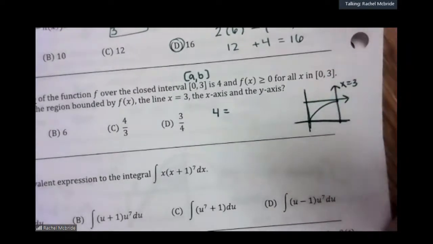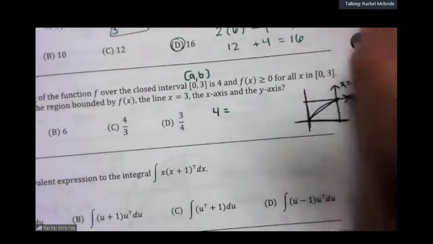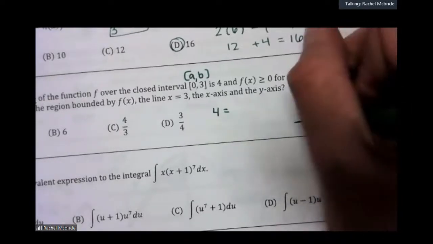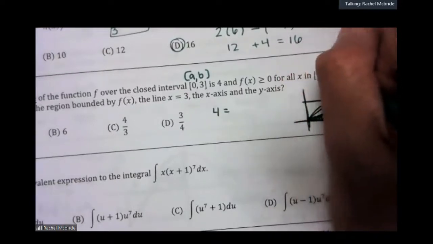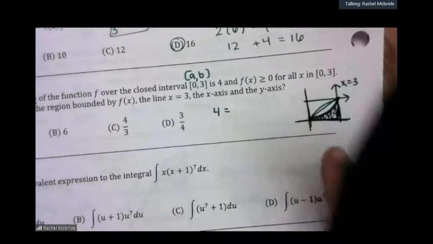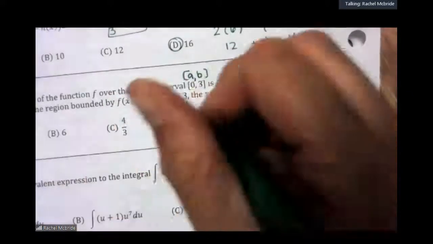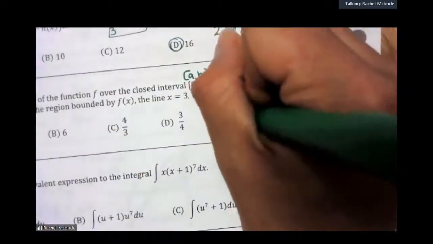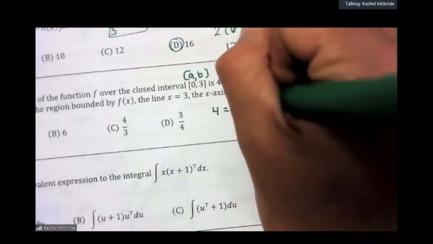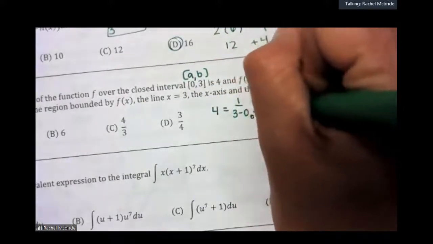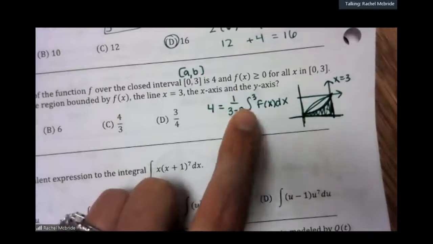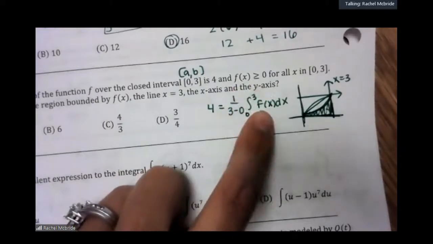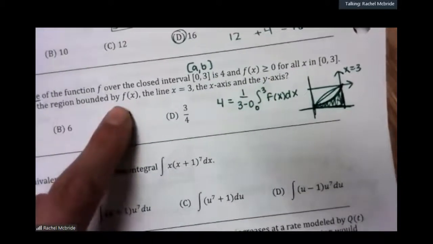I don't really care what my curve looks like. It could have been linear, it could have been quadratic, it could be square rooty, it doesn't matter. What we're told is that shaded area is 4 when you go from 1 to 3 minus 0 of 0 to 3 of f of x dx. That's what that says, because it's the average value, so that's 1 over 3 minus 0 of the integral from 0 to 3 of f of x dx. What is the area of the region bounded?